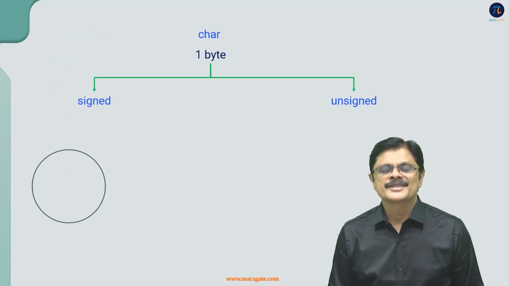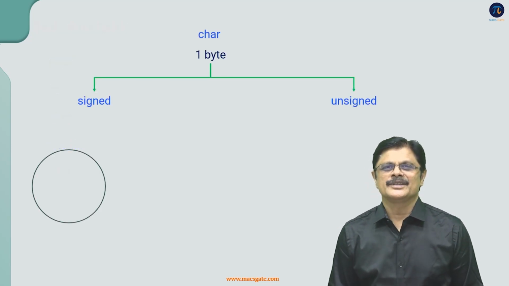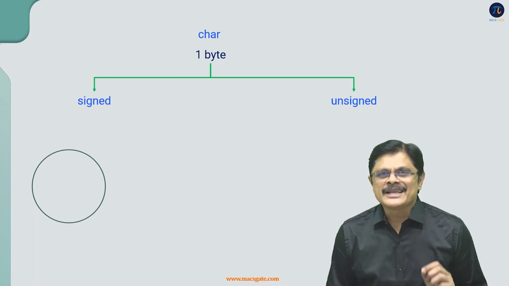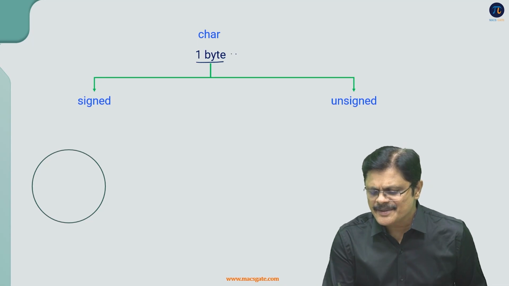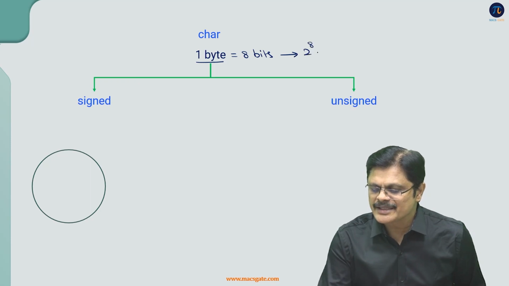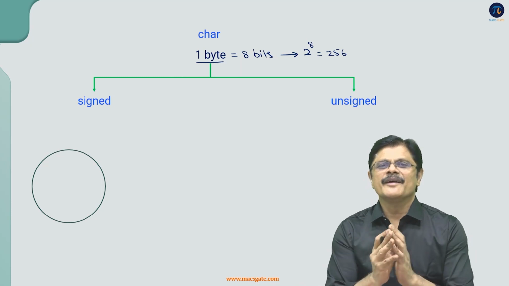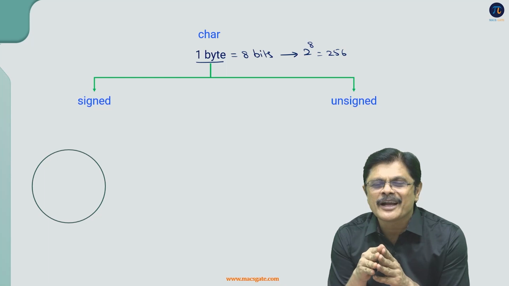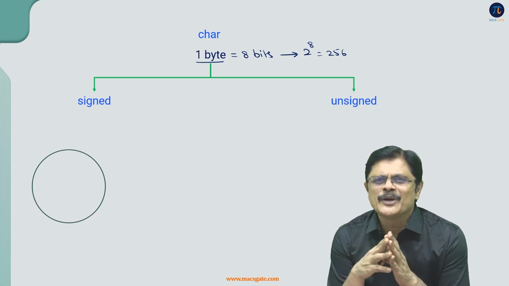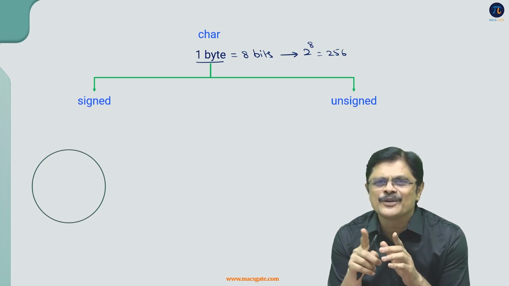The first one is the character data type. The character variable is assigned 1 byte of memory. 1 byte means 8 bits, so we can encode 2 power 8, that is 256 values. My dear friends, each character is associated with a unique integer value known as ASCII value. So I will be using character and ASCII values interchangeably.